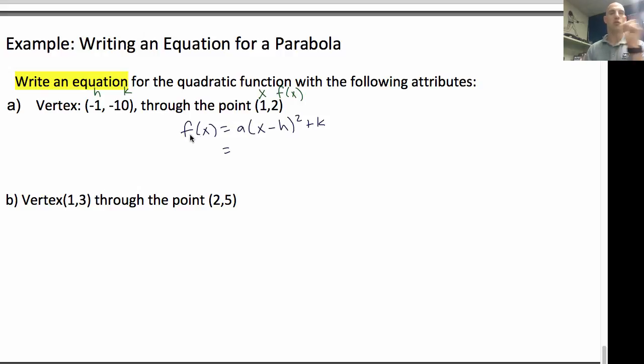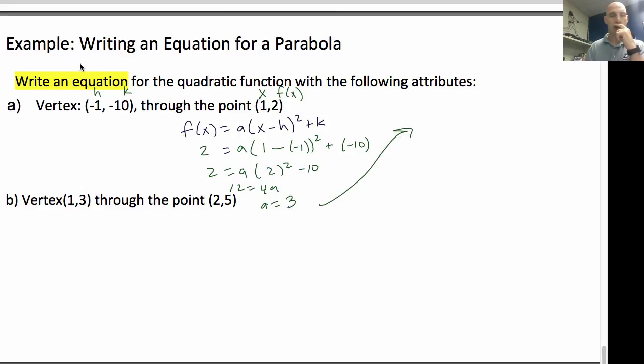So if I look at this equation, I have 1, 2, 3, 4, 5 variables. But in the problem, they actually gave me 4 of them. And so if I simply fill in all the blanks, f of x is 2 is equal to a, which I don't have, times x minus h squared plus k, which is negative 10. If I simplify, 2 is equal to a times 2 squared minus 10. If I add 10 to both sides, I've got 12 is equal to 4a. So therefore, a is equal to 3.